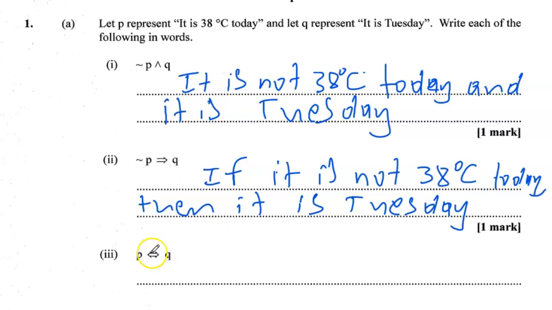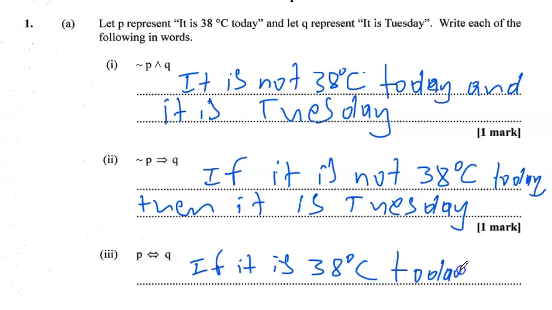This is a biconditional statement, if and only if. So P if and only if Q. So it is 38 degrees Celsius today if and only if it is Tuesday.